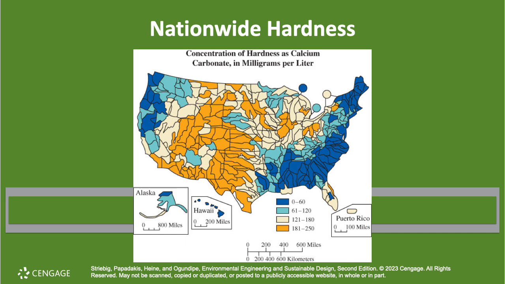Nationwide, we can see that there are areas of hard water where the water has been fossilized and dissolved in the minerals, particularly limestone-rich regions, for very long periods of time. This includes the Ogallala Aquifer that covers a good part of the Midwest. Other localized areas of hard water can be found wherever there are limestone deposits.